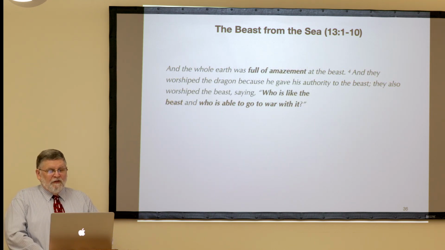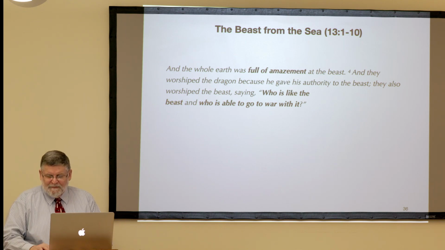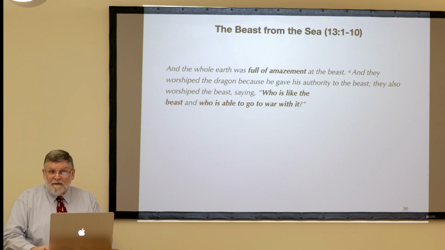Oh, here's verses 3b and 4. Somebody read this for us, please. "And the whole earth was full of amazement at the beast. And they worshipped the dragon because he gave his authority to the beast. They also worshipped the beast, saying, 'Who is like the beast, and who is able to go to war with it?'" And so the answer is nobody, right?